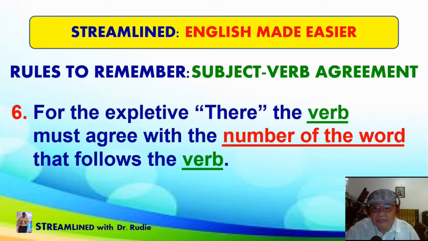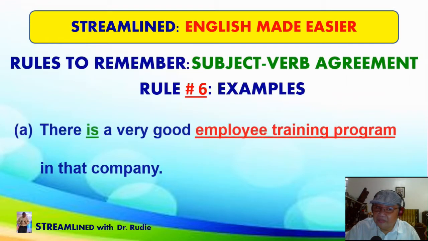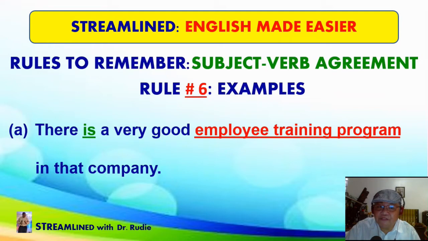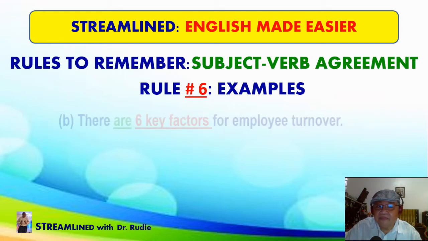Here comes rule number 6. For the expletive there, the verb must agree with the number of the word that follows the verb. Example 1, there is a very good employee training program in that company. Why do we use the verb is? Because the word after the verb, employee training program, is singular.